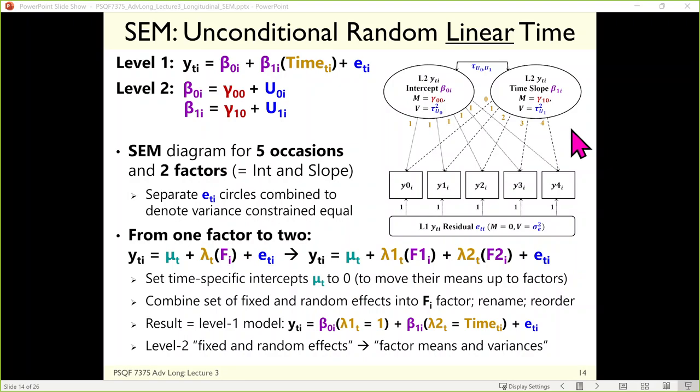The factor loadings tell us how much time has passed relative to a reference occasion that we set as the time zero. So given that these are 1, 0, 1, 2, 3, 4, those are the loadings that I put on here.